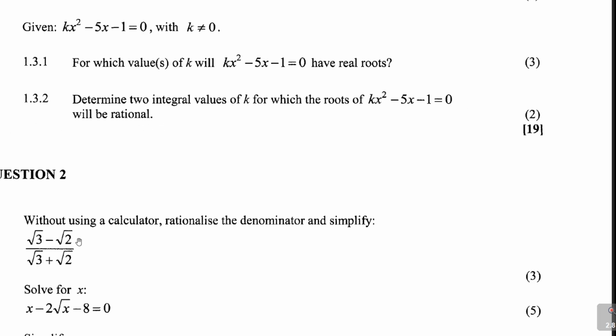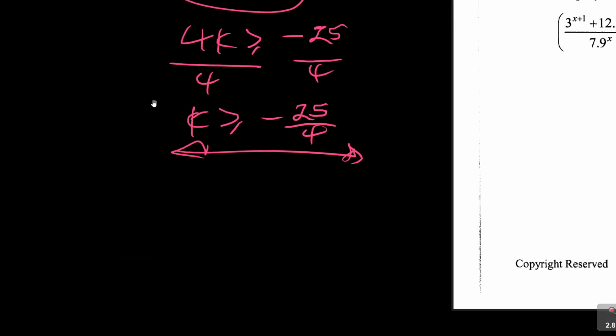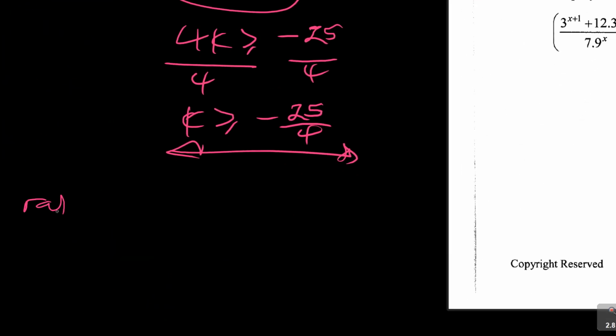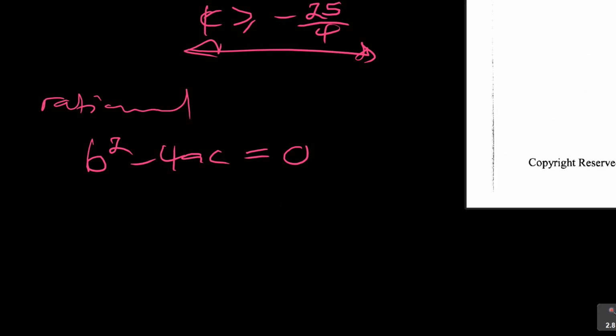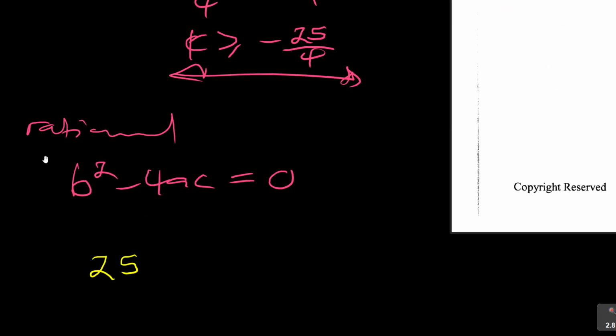Now for roots to be rational, they mean that you must have a perfect square. So for rational, what it means is b squared minus 4ac must be a perfect square. So we got here this part, 25 plus 4k. Now you just write it as 25 plus 4k.